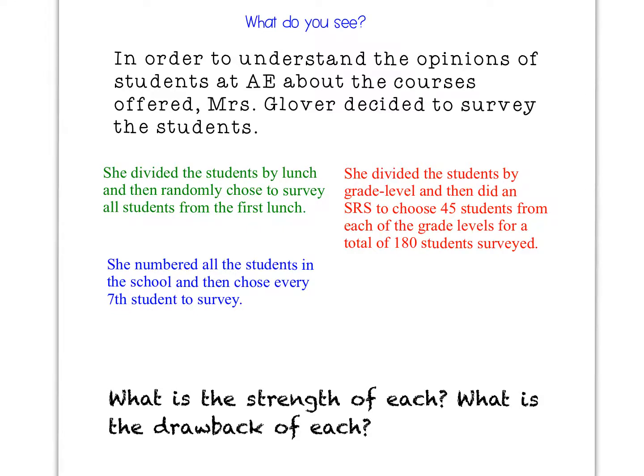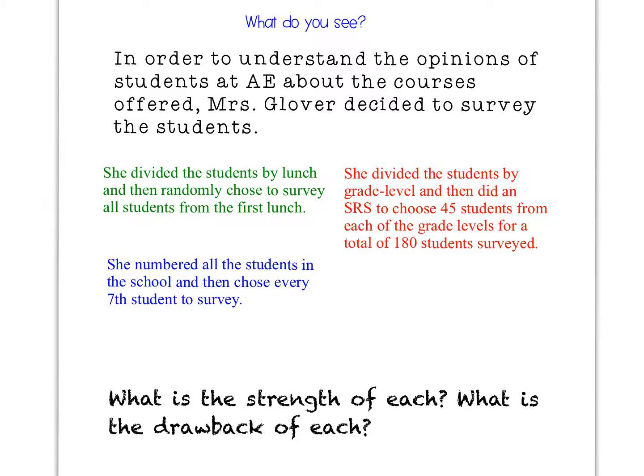All right, so just to get us thinking, in order to understand the opinions of students at Austin East about the courses offered, Ms. Glover decided to survey the students. I have 3 different scenarios of how she approached choosing her sample to represent the population of Austin East students. First, she divided the students by lunch, so she divided them by some common characteristic, and then she randomly chose to survey all the students from the first lunch. So there was a random selection of which lunch to survey all the students.